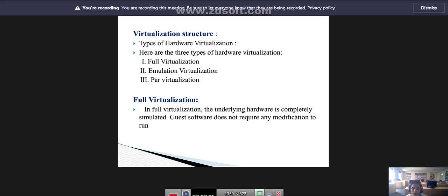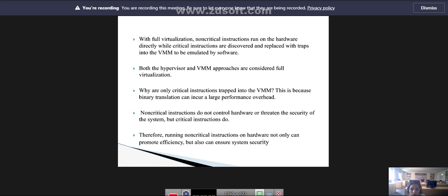Okay. So both the hypervisor and virtual machine approaches are considered full virtualization. Non-critical instructions do not control hardware or threaten the security of the system, but critical instructions do. Running the non-critical instructions on hardware not only can promote efficiency but also can ensure system security. Okay. So this is called the full virtualization.